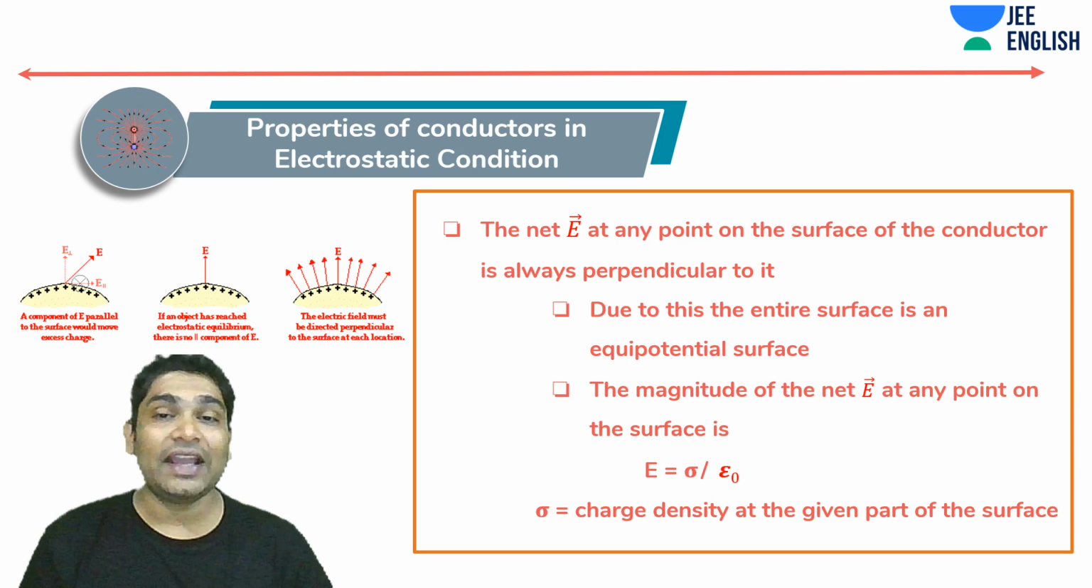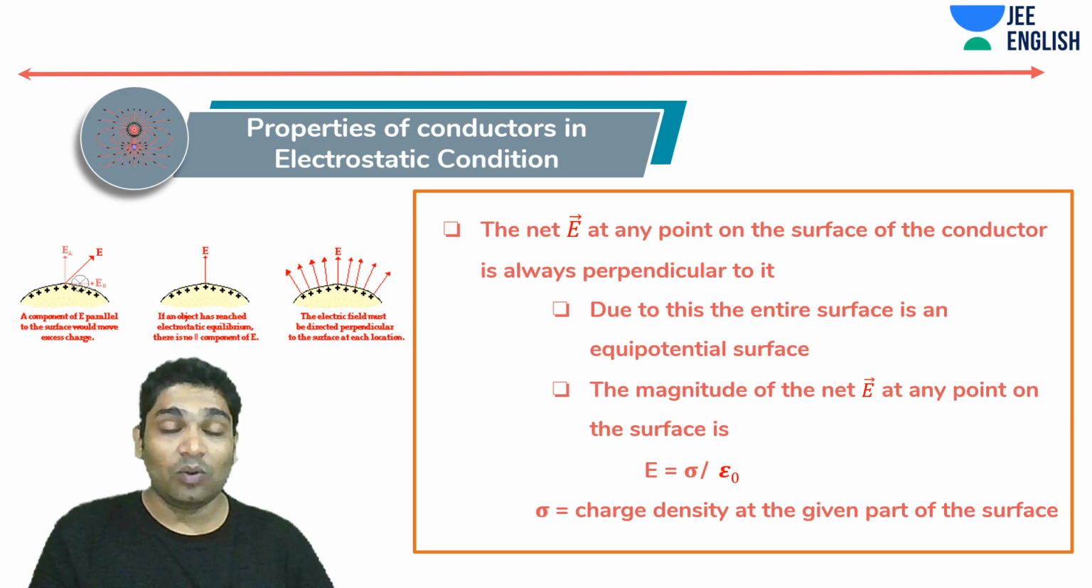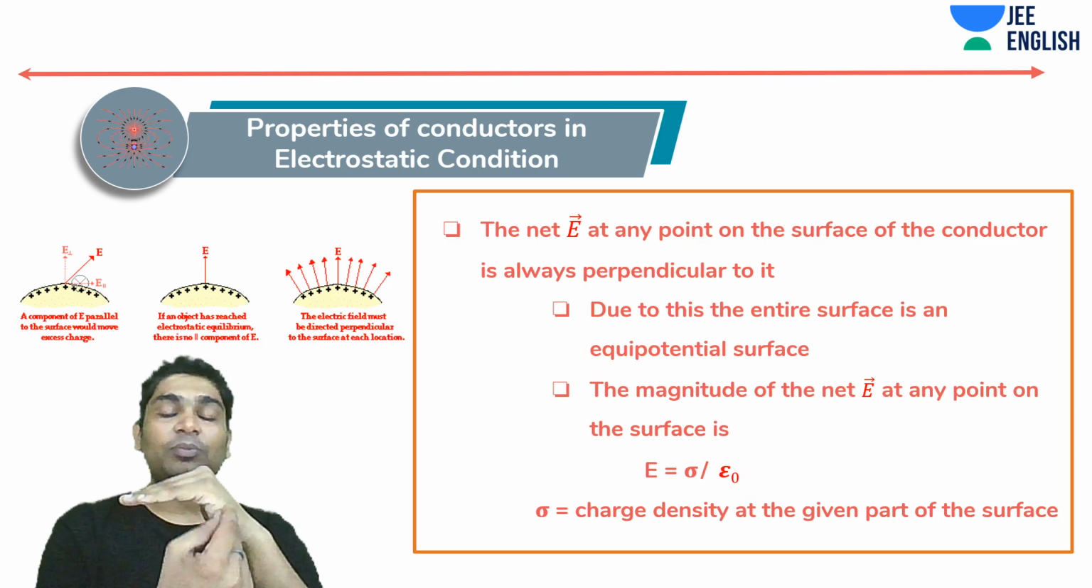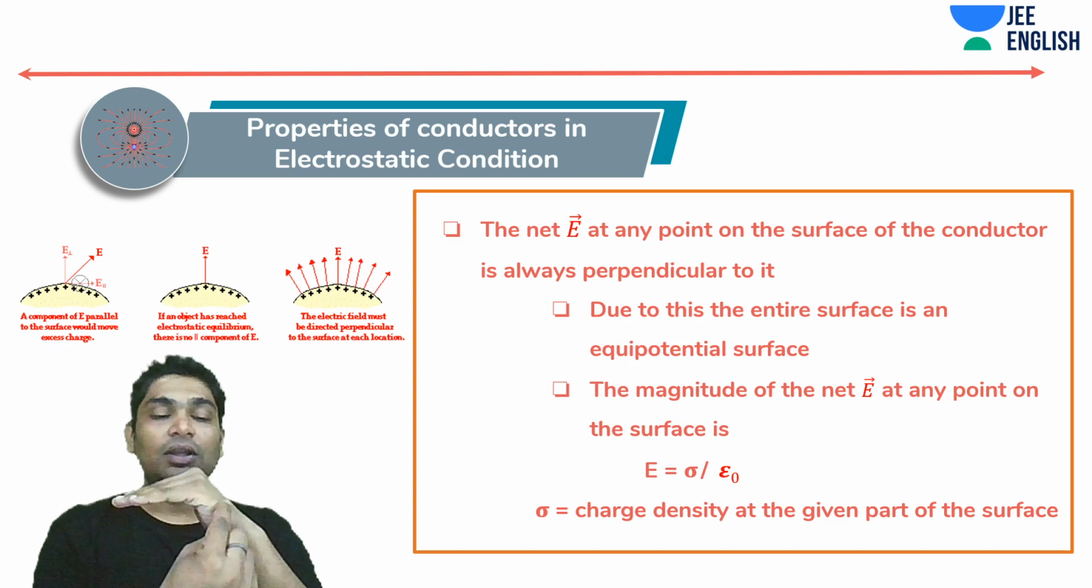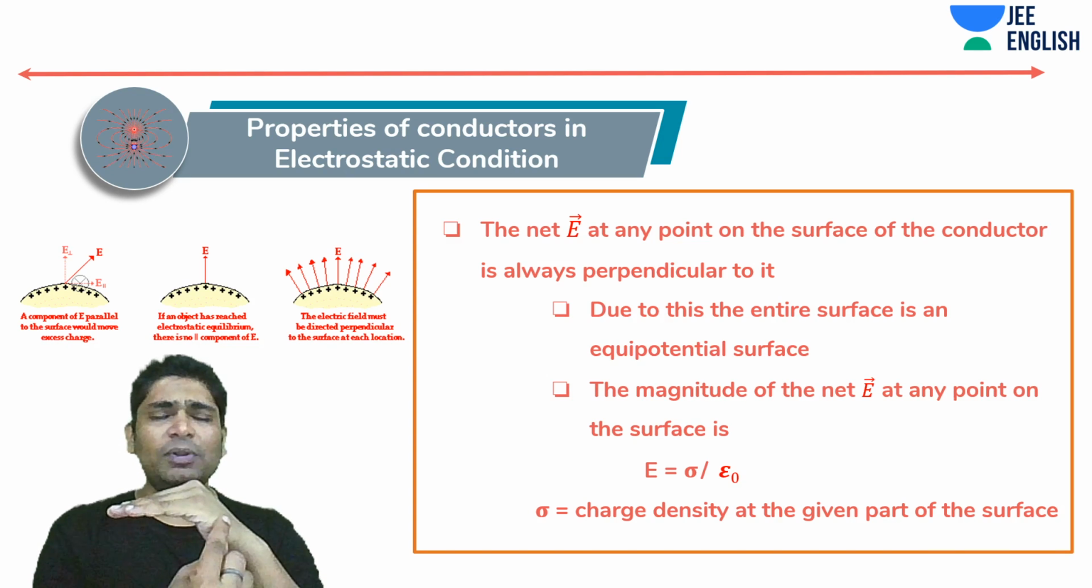Now, once I know that, the second conclusion that I can make is that the entire surface of the conductor has to be equipotential. Why? Again, by the same logic. Imagine the surface of a conductor and imagine I'm trying to move a charge from here to here along the surface. What will be the work required? It will be 0, right?